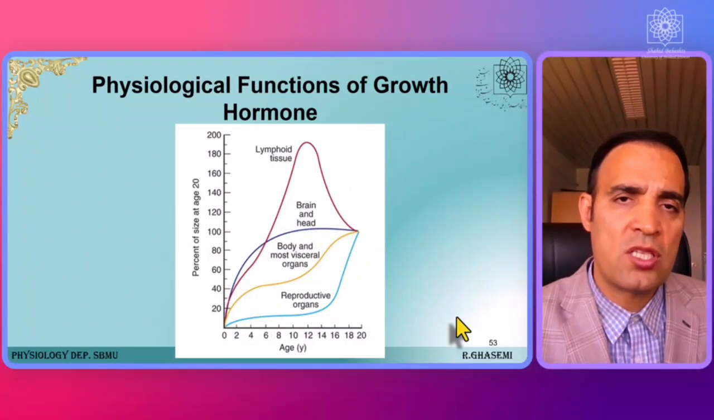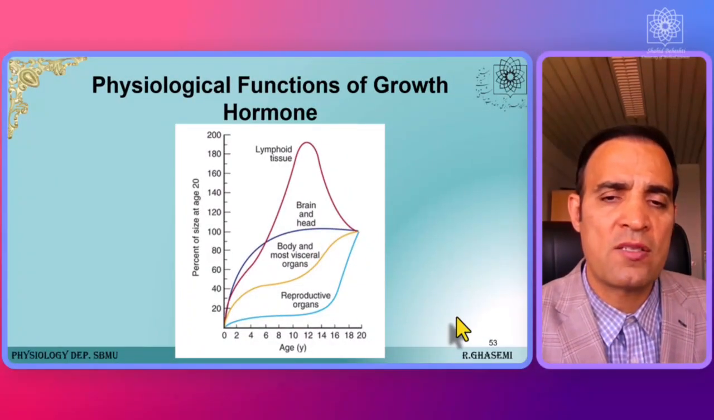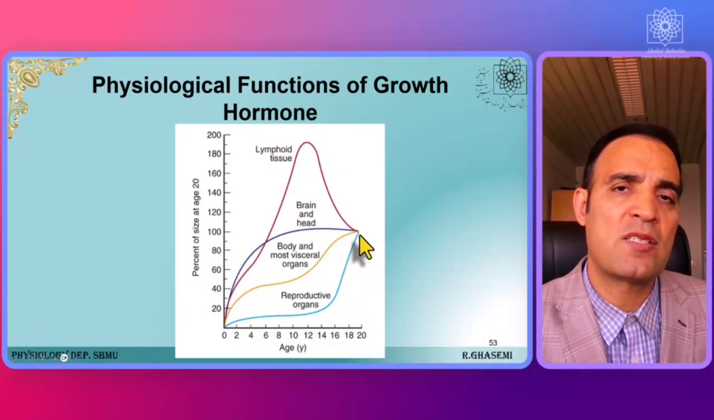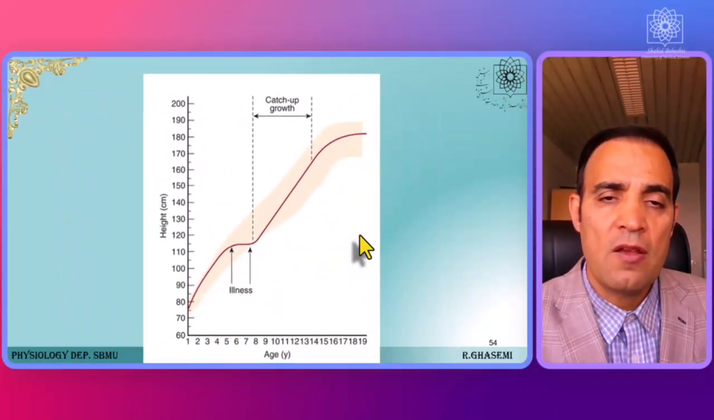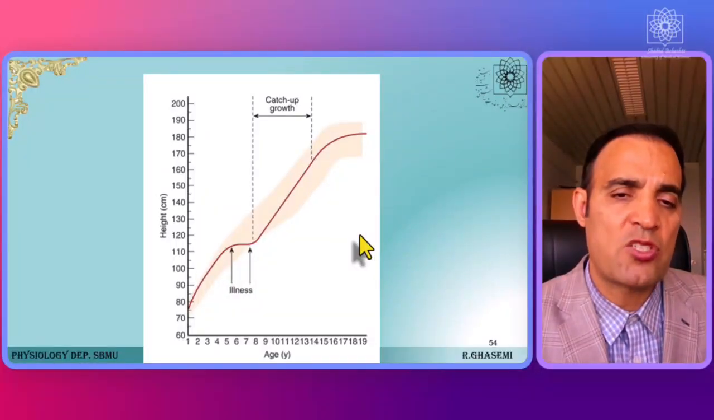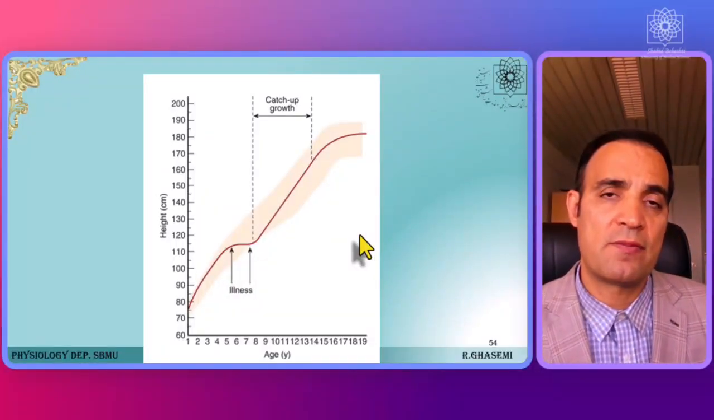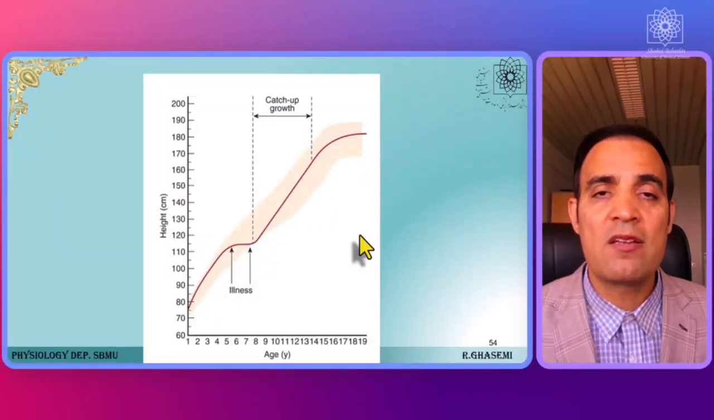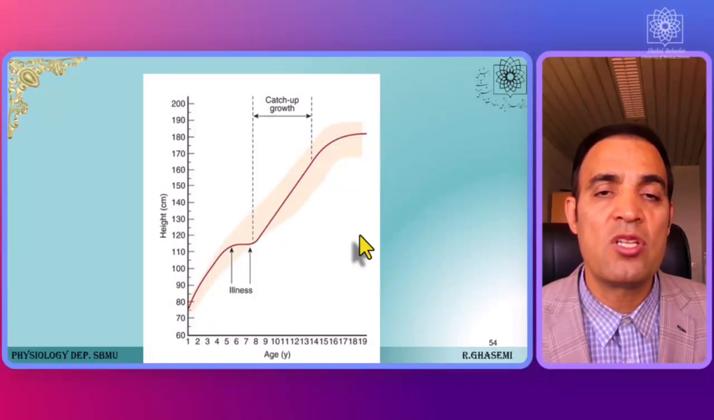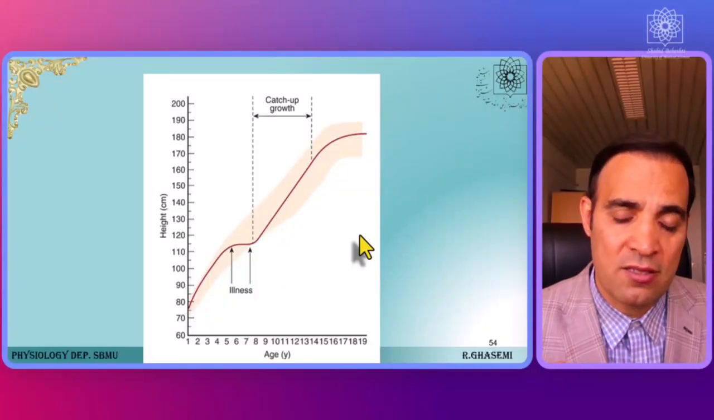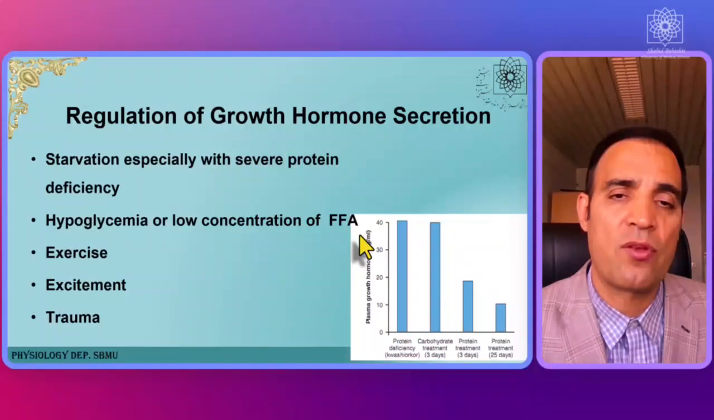And this figure shows the growth of different organs until the age of about 20. When we are 20, the growth reaches its highest and maximal level. We also have a phenomenon named catch-up growth. Catch-up growth means when a baby has an illness and the growth is retarded, when this disease is cured, immediately the body tries to compensate for the delay in growth.